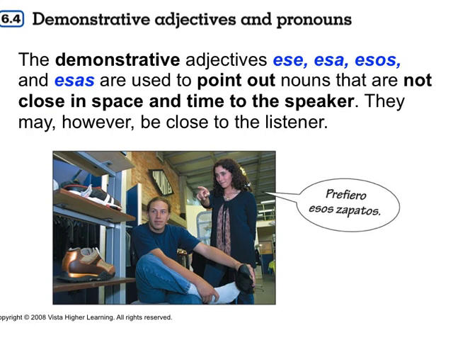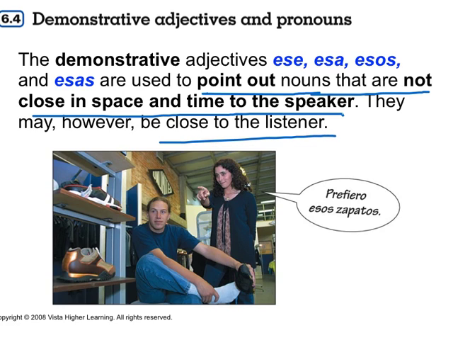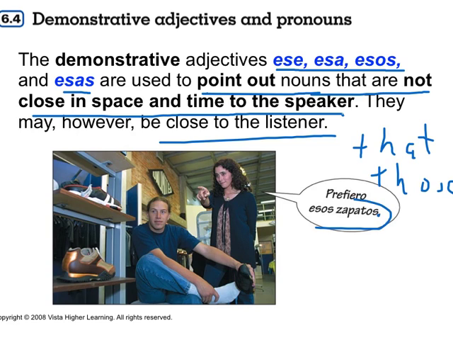The second group points out nouns that are not close in space and time to the speaker. They may, however, be close to the listener, and we're talking about that or those. And so you're going to use a form of ese, esa, esos, or esas, depending on whether the noun is male, female, singular, or plural. Prefiero esos zapatos. So she's pointing out ones that are not close to her.